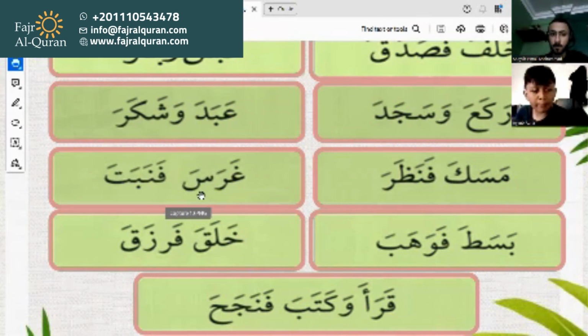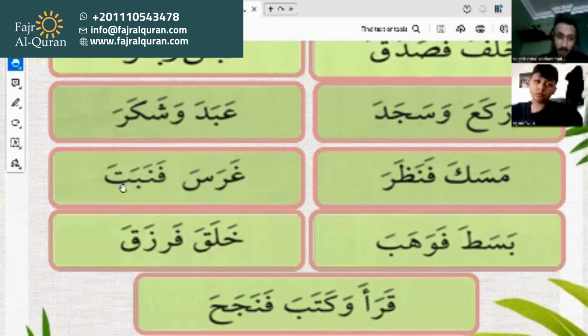الغرس فنبت. Okay, just listen to me and try to repeat after me. Great. See how I'm going to connect them together without giving time in between. Look at the screen. غرس فنبت. غرس فنبت.